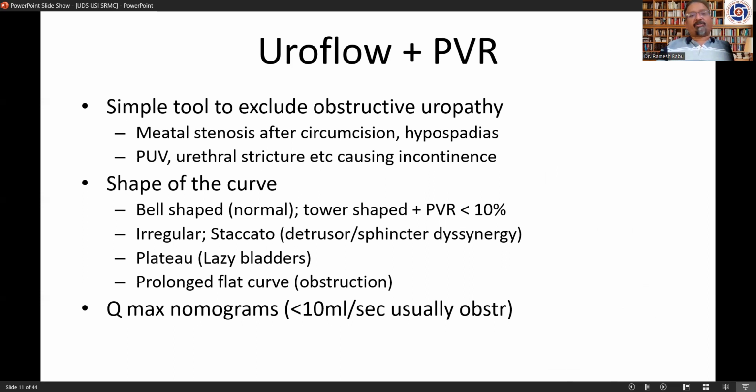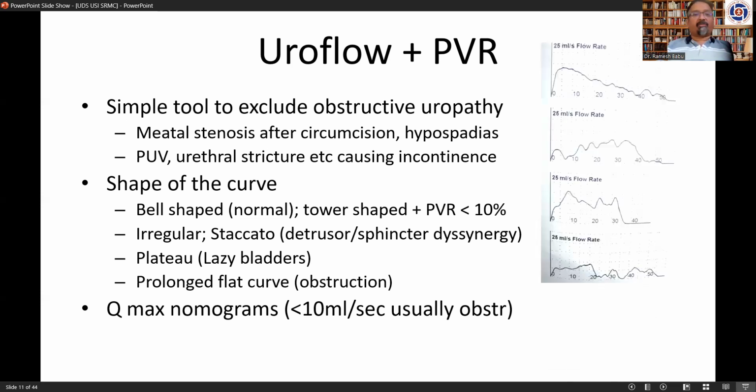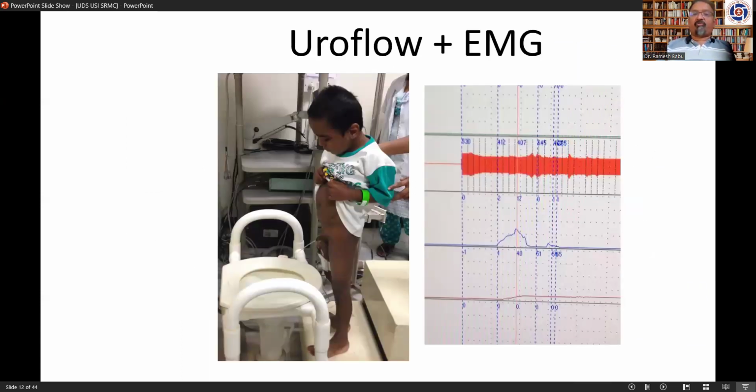Typically, it occurs in meatal stenosis after a circumcision, like in a patient with a BXO, or it can happen after hypospadias repair, or it can be urethral stricture or post-urethral valve fulguration strictures. So all those things, by looking at the Uroflow and the PVR, you can easily tell what it is, like whether it is a bell-shaped curve or an irregular curve or the staccato voider, or a lazy bladder, which is a plateau curve, and a prolonged flat curve. So all those things you can usually look at, and then you can also say whether something is an obstructed curve. So combining Uroflow with EMG is a particularly useful step.